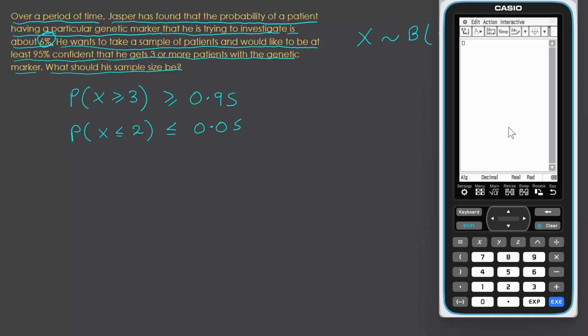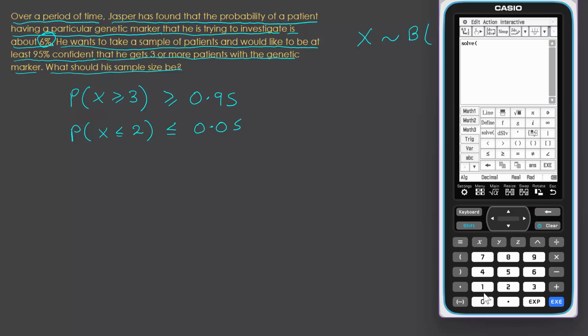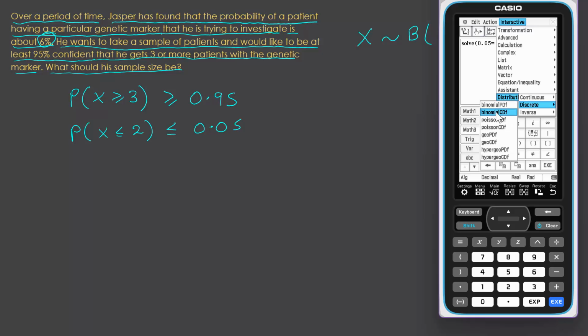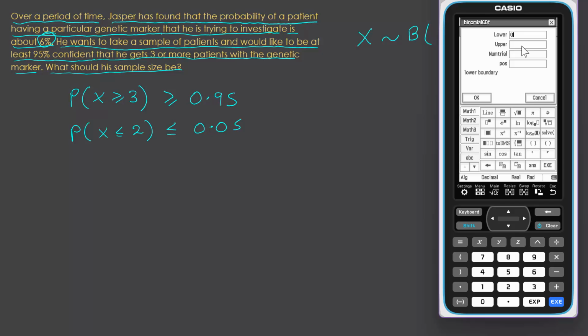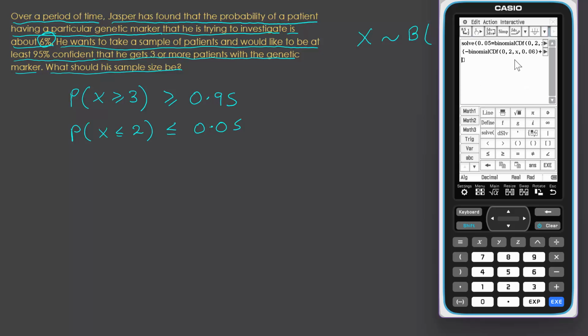Now, at this stage, you might think there'll be something that we can do on the ClassPad. For example, we might decide to do a solve and put 0.05 equals, and then do an interactive and go to our binomial CDF. We know we're looking from 0 to 2. Let's make the number of trials an unknown, let's put X in there, and the probability of success we know is 0.06. Unfortunately, it doesn't answer it.